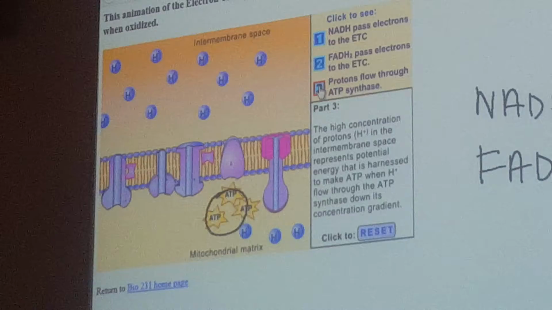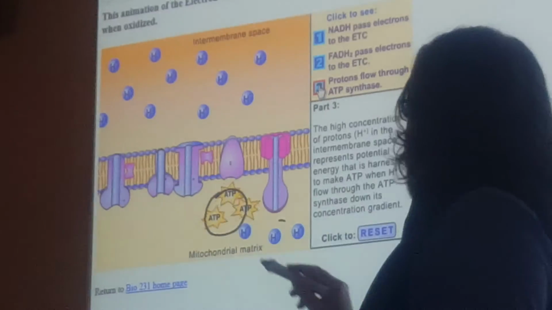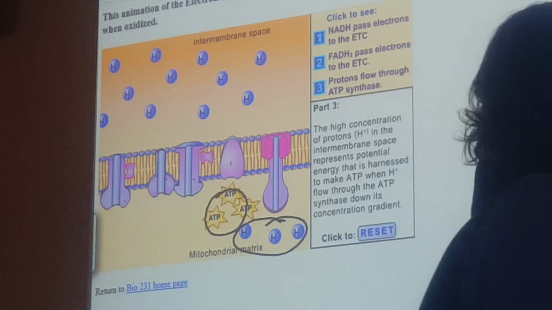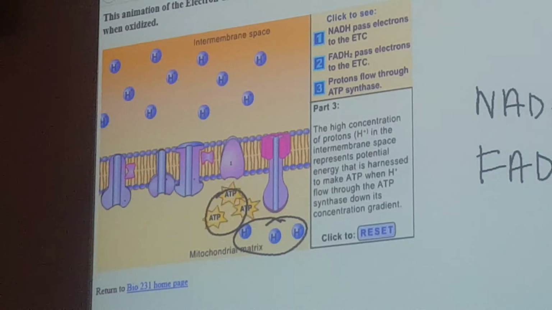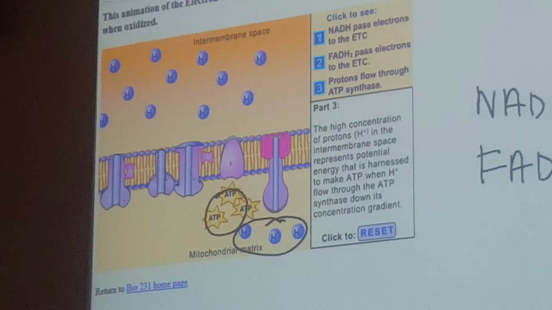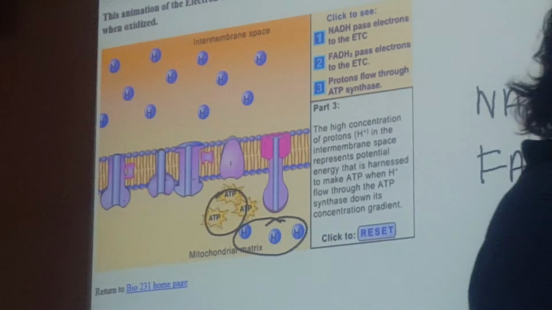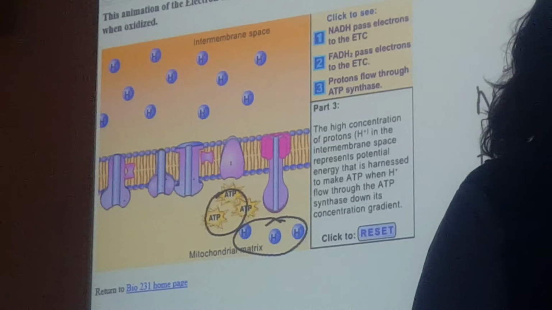Okay. So how many hydrogens came across? 3. And how many molecules of ATP did we get? 3. So if there were 2 hydrogens coming across from FADH, how many ATP would it produce? It would only do 2, right?